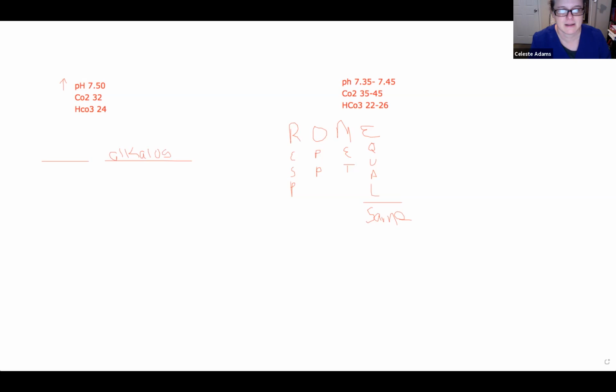We got that. So now we need to determine whether it's respiratory or metabolic. Is our CO2 normal? No, our CO2 is low. So we're going to put a little arrow here that it's low. Is our bicarb normal? Yes. Bicarb is normal. So I'm going to put a line to tell me that it's normal.